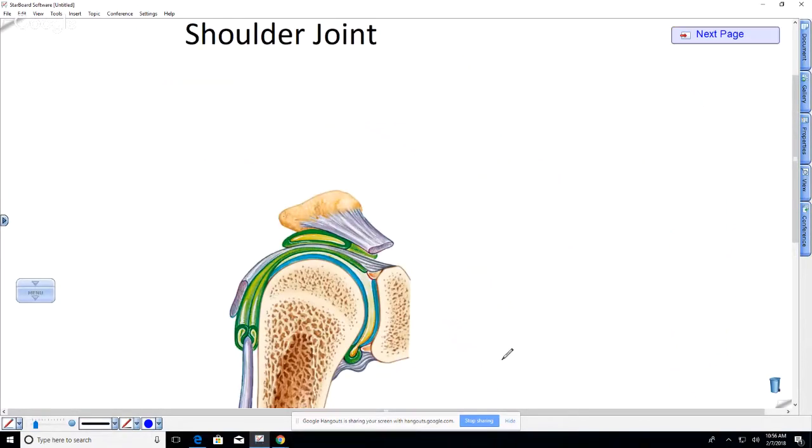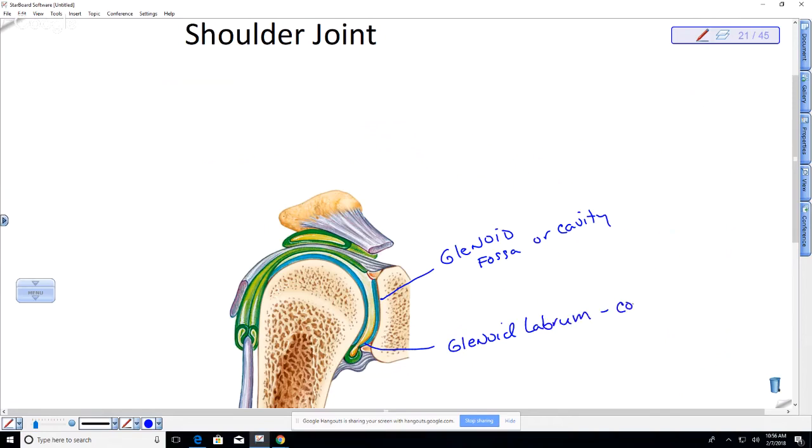Okay, so let's look at the shoulder joint. I mentioned before that this is the glenoid fossa, or cavity. When you're describing it, it would be either one of those. That is on the bone, but we also have this structure which is called the glenoid labrum. This is connective tissue that increases the depth of the articulation.